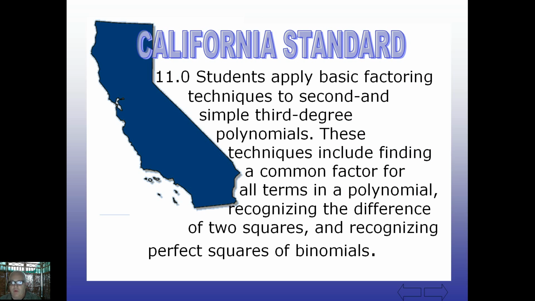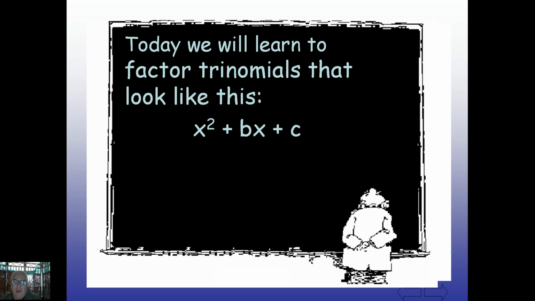11.0. Again, we're here. We're going to apply basic factoring techniques. And today we're going to learn to factor trinomials that look like this. These are actually called quadratics, and we'll get into that a little bit later on in the year, but x squared plus bx plus c. This is the kind of trinomials we're going to be looking at. And the letter b here is just going to stand for any real number coefficient, and c is going to be for any real number constant like 3 or -6 or even a fraction like 1/2 or something, which we won't see much of those.